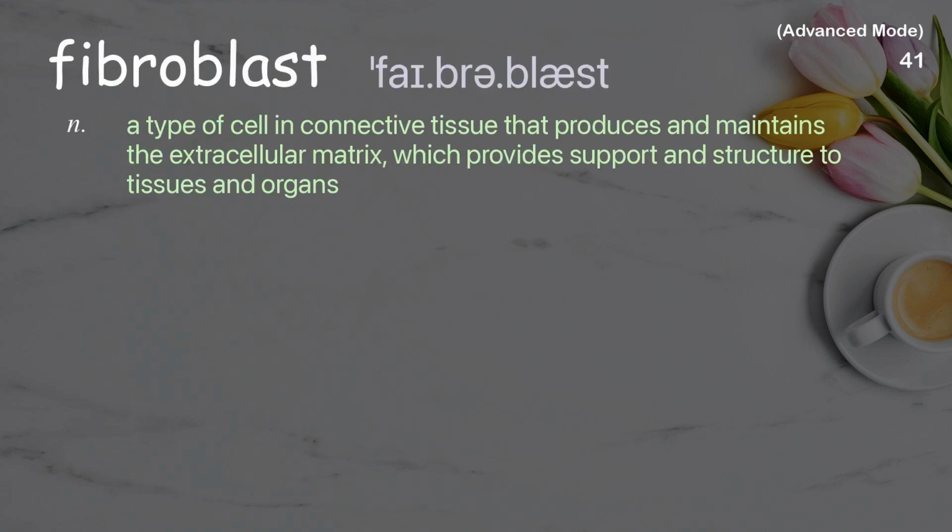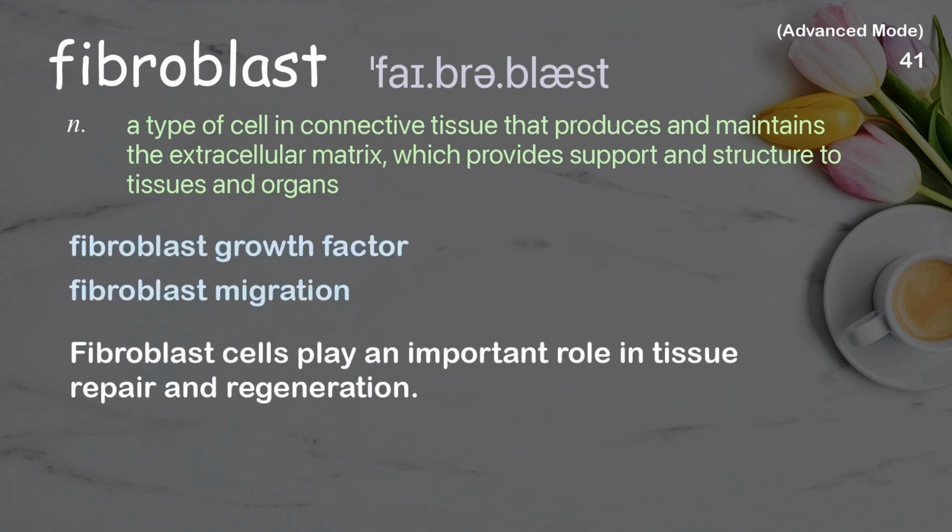Fibroblast. A type of cell in connective tissue that produces and maintains the extracellular matrix, which provides support and structure to tissues and organs. Examples: Fibroblast growth factor. Fibroblast migration. Fibroblast cells play an important role in tissue repair and regeneration.